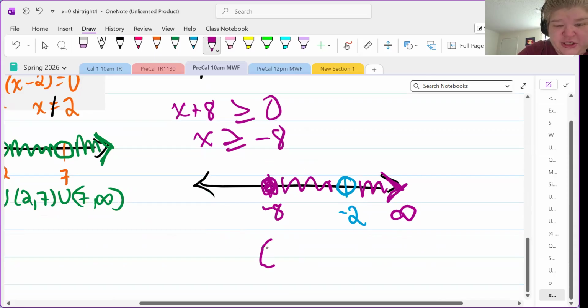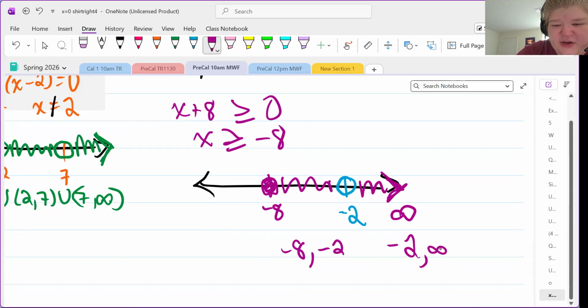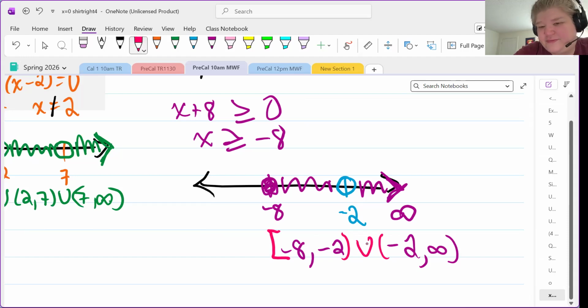The first region, I can write, is from -8 to -2. And the second region is from -2 to infinity. Infinity always gets a parenthesis. The -2 here is getting parentheses because we're not including it, but the -8 gets a bracket. And then we just stick it together with a U.